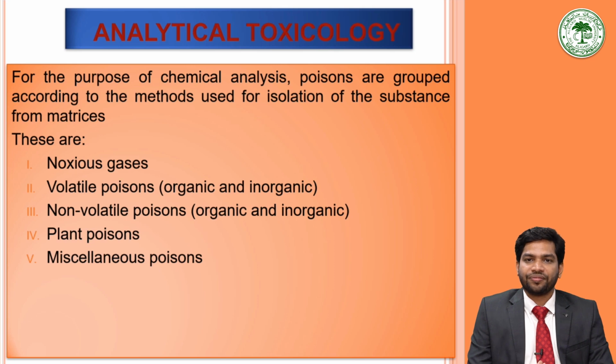For the purpose of chemical analysis, poisons are grouped according to the method used for the isolation of the substances from the matrices. These are the noxious gases, volatile poisons, that includes organic and inorganic volatile poisons, then non-volatile poisons, that includes again organic and inorganic groups, then plant poisons, and the miscellaneous groups of poisons.